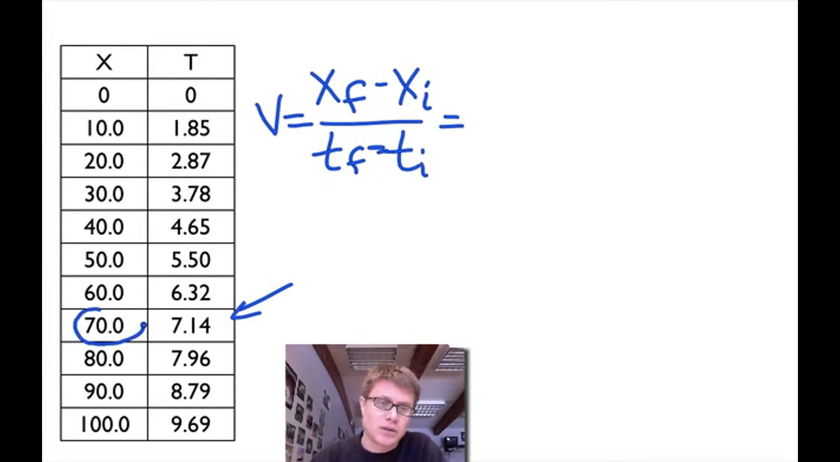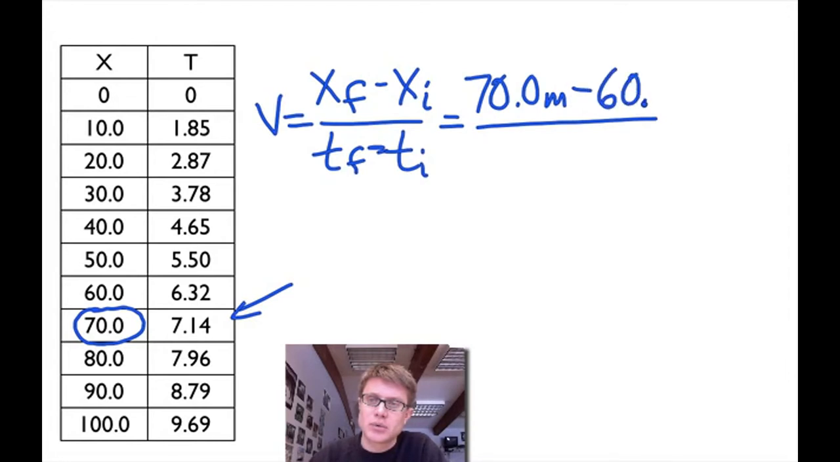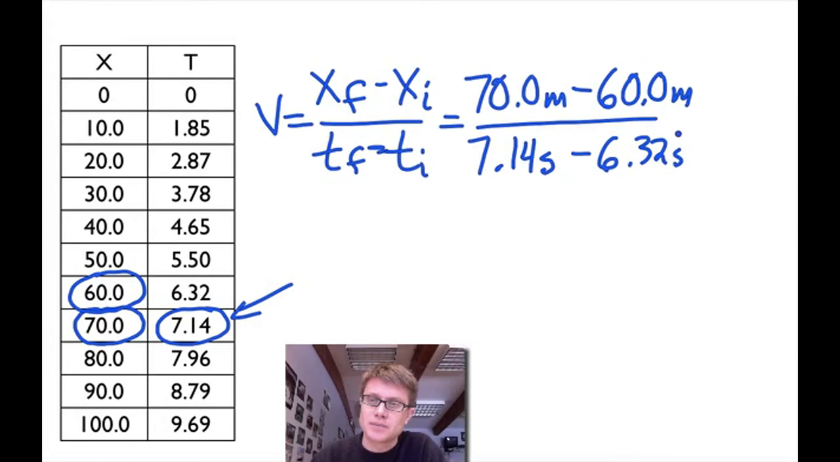So during this next 10 meters, he ends up at 70.0 meters, and he started at 60.0 meters. So this would be the initial distance. The final time is 7.14 seconds, and the initial time is 6.32 seconds.